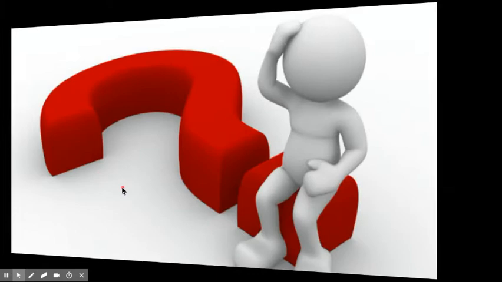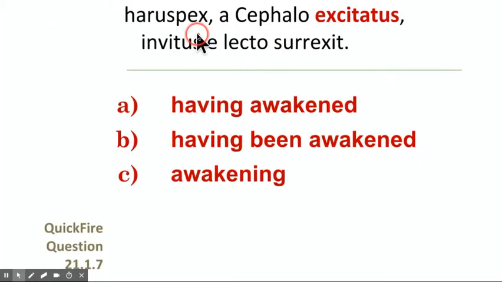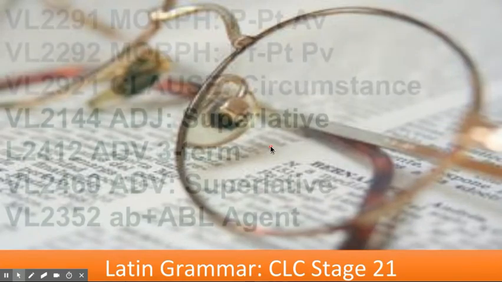Let's check for understanding. So the haruspex a cephalo excitatus invitus elocutus exit. So we have a participle, it's highlighted. It's nominative, masculine, singular, agreeing with haruspex. So the haruspex, perfect passive participle, having, so it's clearly not C. Having awakened is active, but when you add the be verb, you deal with passive. So it's having been awakened or having been awoken.